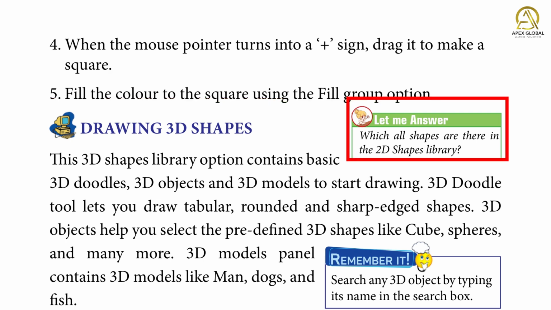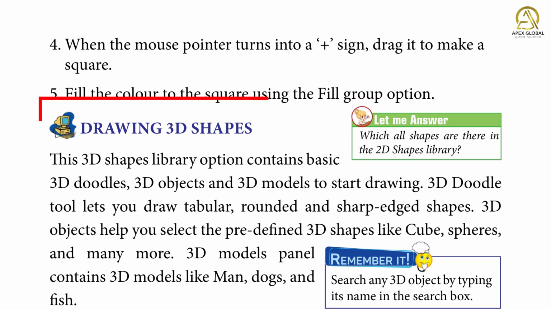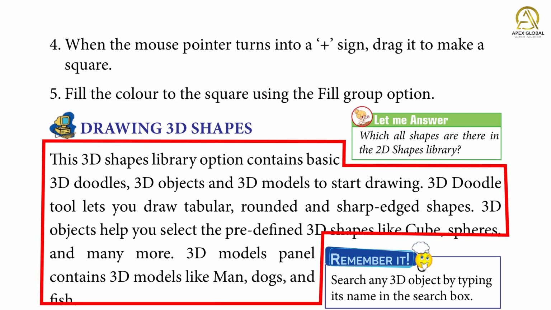Let me answer. Which shapes are there in the 2D shapes library? Drawing 3D shapes. This 3D shapes library option contains basic 3D doodles, 3D objects and 3D models to start drawing. The 3D doodle tool lets you draw tubular, rounded and sharp edge shapes. 3D objects help you to select predefined 3D shapes like cube, spheres and many more. The 3D shapes panel contains 3D models like man, dogs and fish.